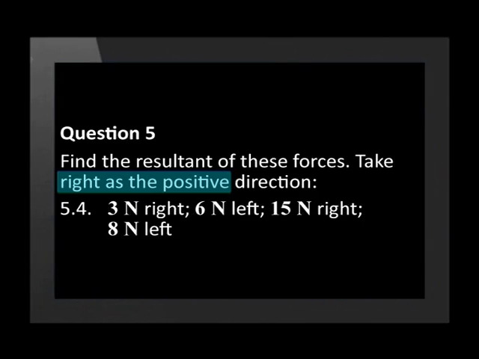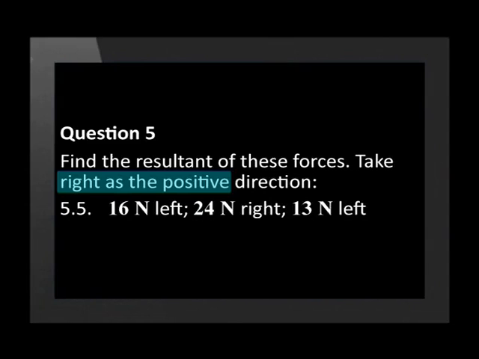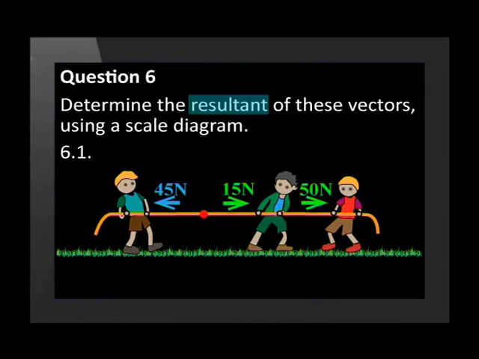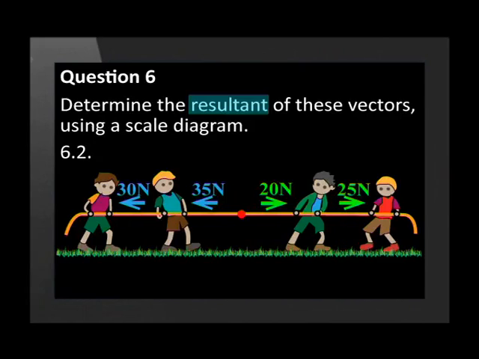3 newtons right, 6 newtons left, 15 newtons right, 8 newtons left. 16 newtons left, 24 newtons right, 30 newtons left. Determine the resultant of these vectors using a scale diagram. Determine the resultant of this vector using a scale diagram.